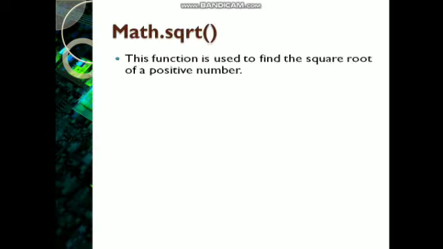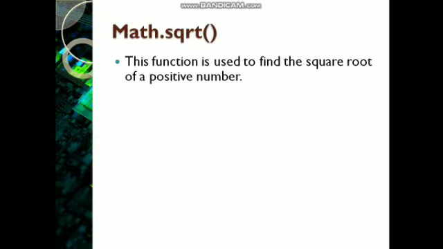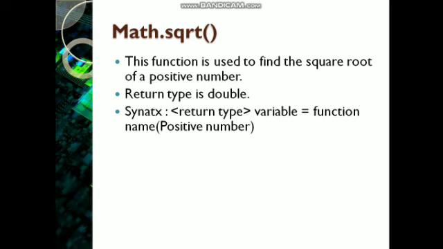Next function is Math.sqrt. This function is used to find the square root of a positive number. So using this function you can find the square root of only positive numbers, no negative numbers. Its return type is always double. Syntax is return type, variable name is equal to function name, and inside the brackets a positive number.